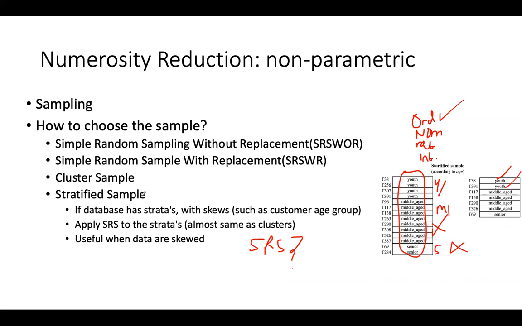And that's why stratified sampling is very important, because you'll be taking a sample from the youth, a sample from middle age, a sample from senior, and then you apply simple random sampling. This is very useful when your data is actually skewed. There's a good chance that you can better approximate your data using stratified sampling. Very important, especially when you have a large data set.